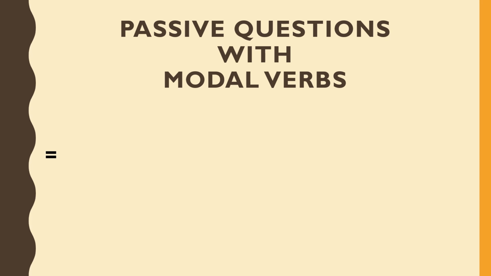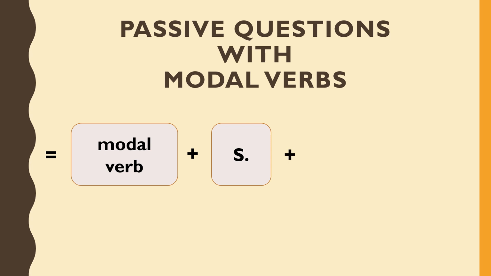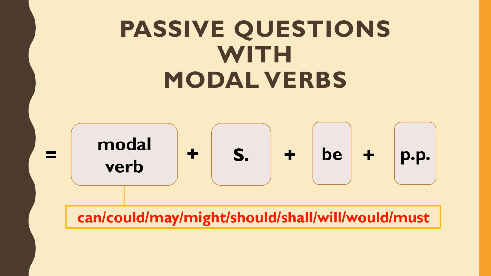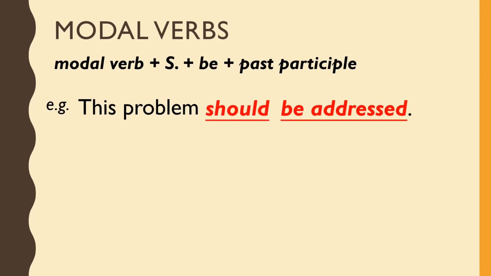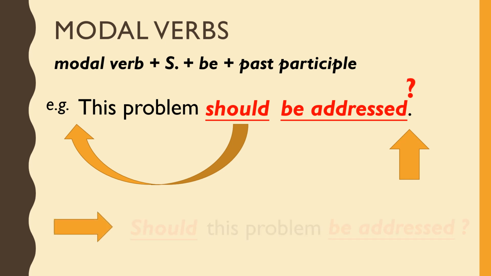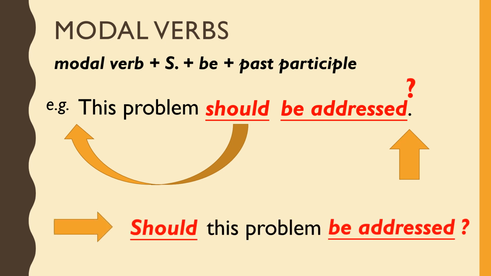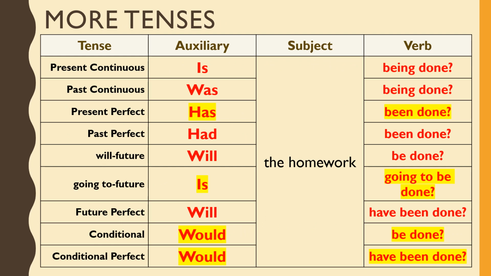If we want to use modal verbs with passive questions, the form is modal verb plus subject plus be plus past participle. Then the modal verbs are can, could, may, might, should, shall, will, would, must. For example, the passive sentence is, this problem should be addressed. Addressed here means handled. Then we put the modal verb to the front, and the passive question would be, should this problem be addressed?